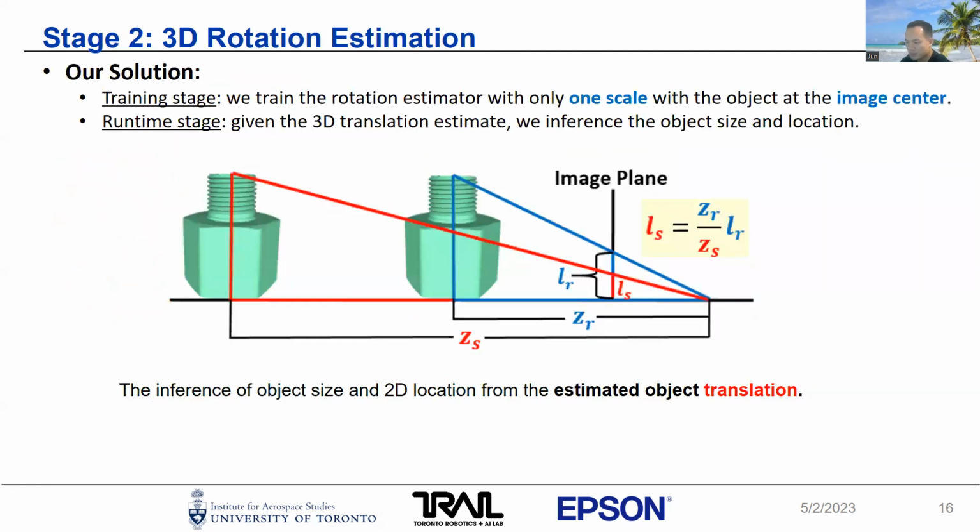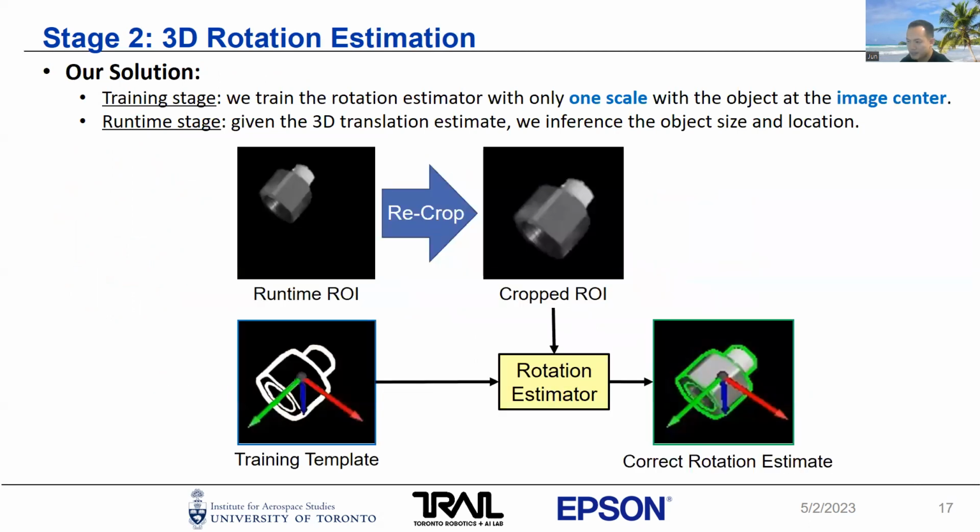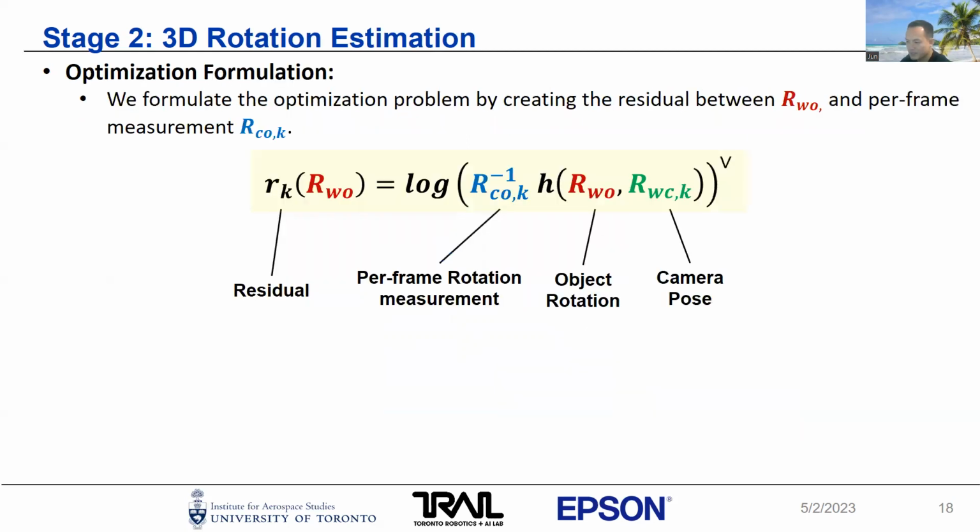In our work, we take advantage of the estimated object translation to handle this scale change problem. Specifically, we can compute the object size and its 2D location in the image using the estimated object translation. At runtime, we can crop the object ROI, and the cropped ROI should have the object position in the center and have the same size as the training data. Given the multi-view acquired measurements, we can estimate the object rotation by constructing a residual.